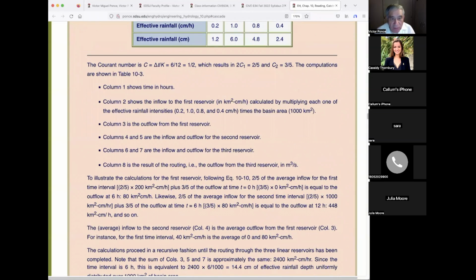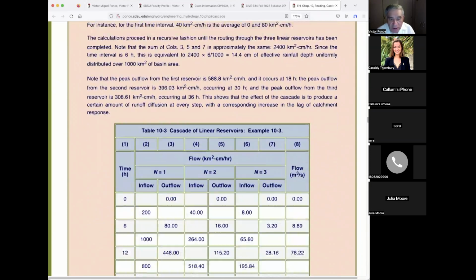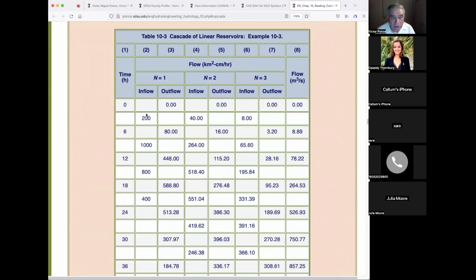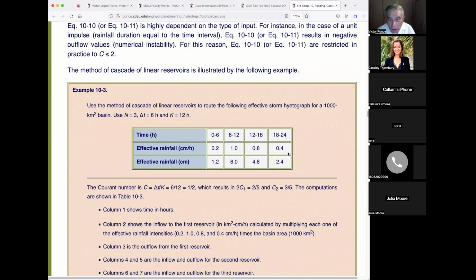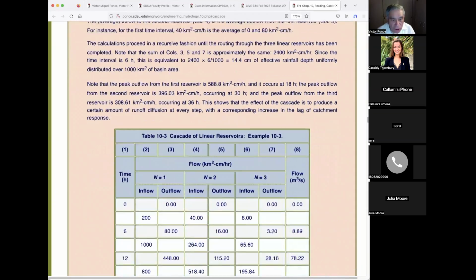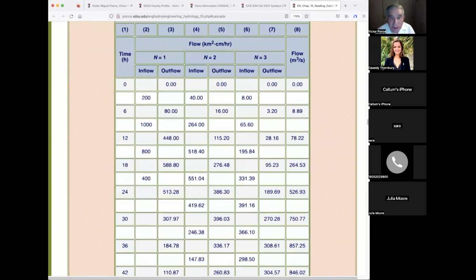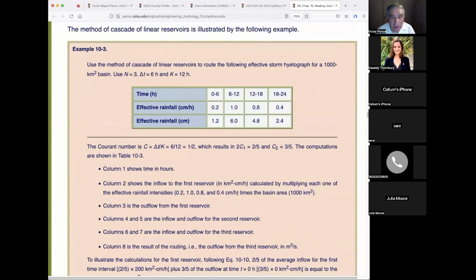So column 2 shows the inflows to the first reservoir, calculated by multiplying each one of the effective rainfall intensities times the basin area. Okay, so the effective rainfall intensities are 0.2, 1, 0.8, and 0.4. Those go in here, times 1,000, which is the area. Okay, the area is over here: 1,000 kilometers square. Note that this is a very big basin, because this method is appropriate for a big basin.